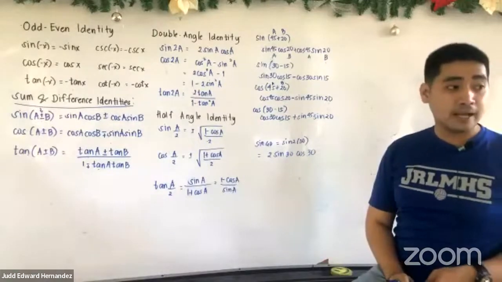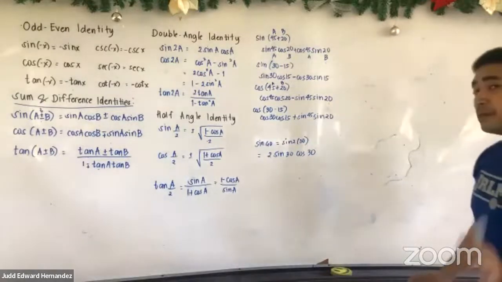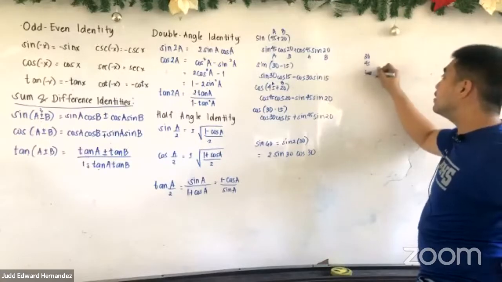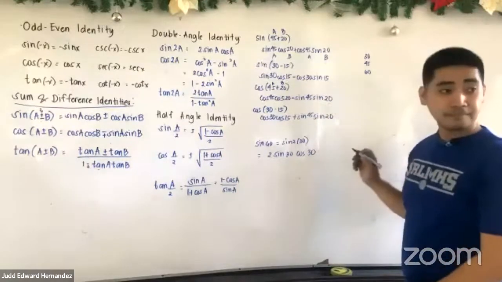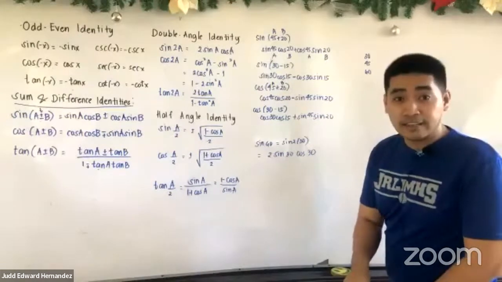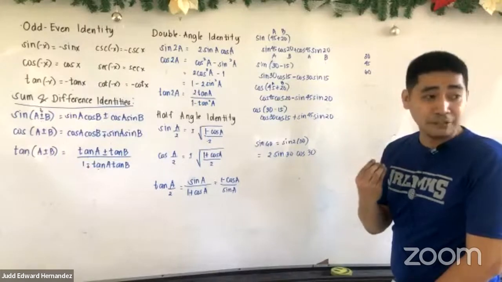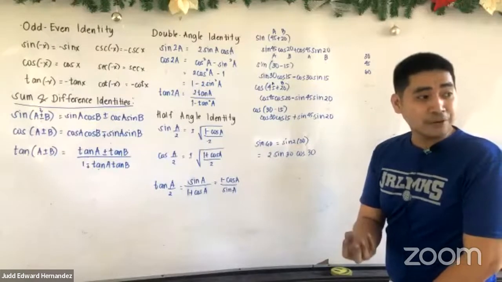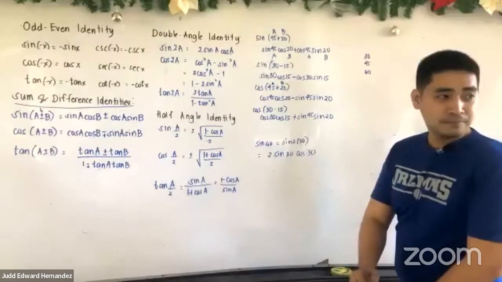Let's check if it is correct. Do you still remember the special angles that we have? There are three: 30, 45, 60. Did I teach you how to get sine, cosine, and tangent when you are given 30, 45, 60? The sine 60, sine 30, cosine 45, tangent 45. Did I teach you that? Yes or no? Okay.